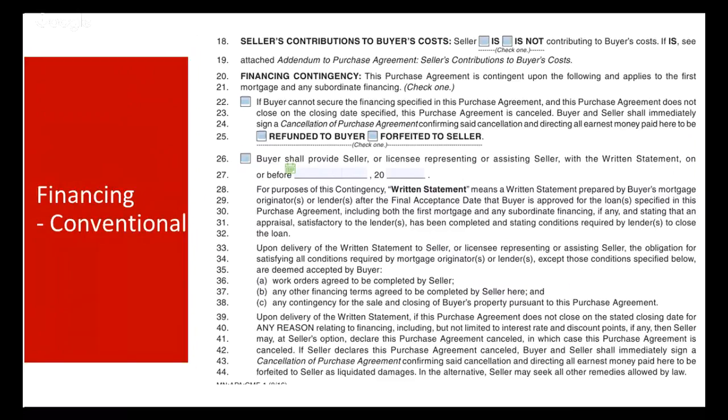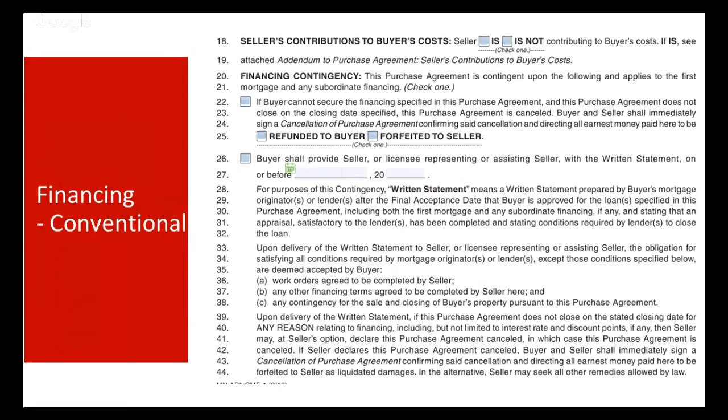Upon delivery of the written statement, if this purchase agreement does not close, this is a big differentiator. If it does not close on the stated closing date for any reason relating to financing, including but not limited to interest rate and discount points, if any, then the seller may, at seller's option, declare this purchase agreement canceled, in which case this purchase agreement is canceled. If the seller declares it canceled, the buyer and the seller shall immediately sign a cancellation of purchase agreement, confirming said cancellation and directing all earnest money here to be forfeited to the seller as liquidated damages. In the alternative, the seller may seek all other remedies allowed by law.